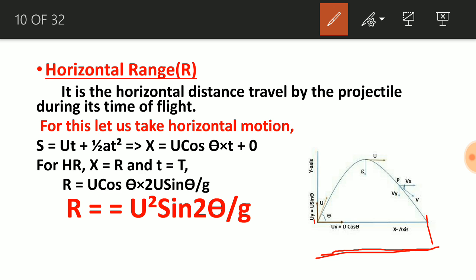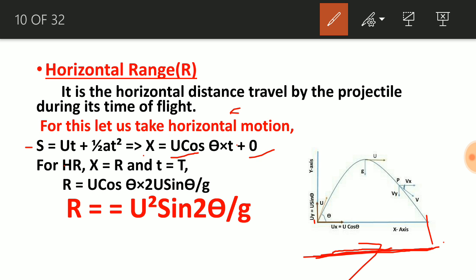Now in this case we need to modify our formula towards the horizontal axis. Our formula is s equal to ut plus half at square. s will change to x. Velocity is u cos theta towards this axis. Acceleration is 0. Now small t will be replaced by capital T, because the body reaches here in capital T time. Now we know our formula for capital T.